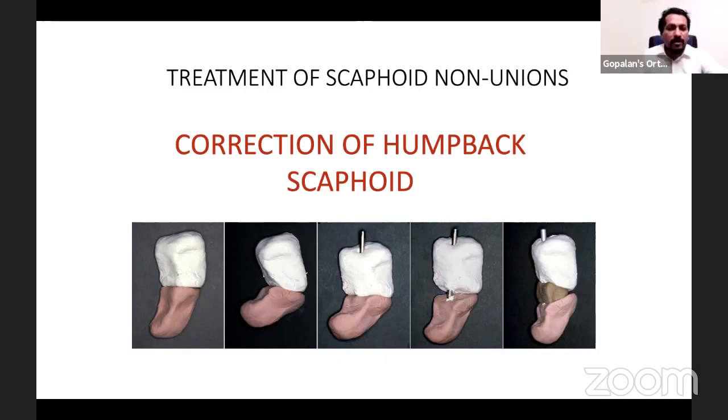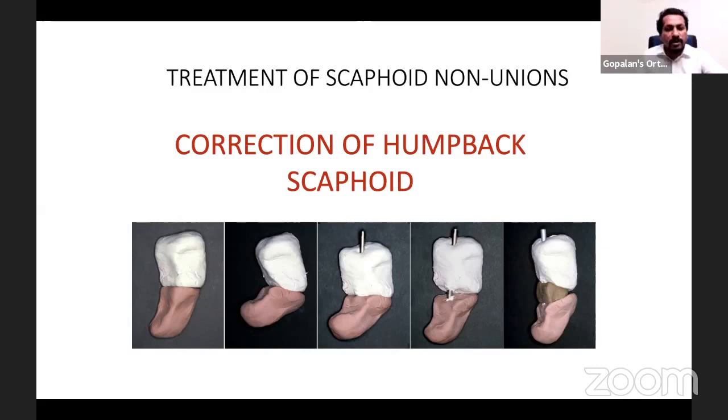And if it's proximal pole AVN? AVN, again, mild, moderate AVN doesn't bother me. I'll do a simple distal radius graft and a screw. If it's very fragmented, then either you do scaphoid excision for corner fusion, or these days you can replace it, those pyrocarbons, you can replace them, but we don't need to do that for the exam.